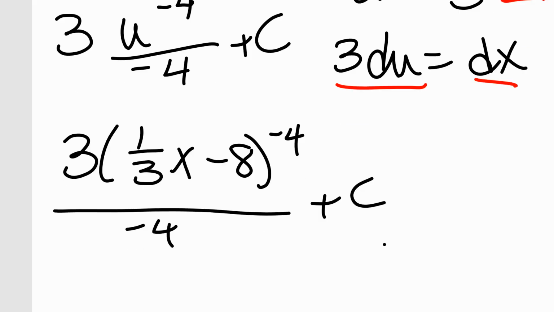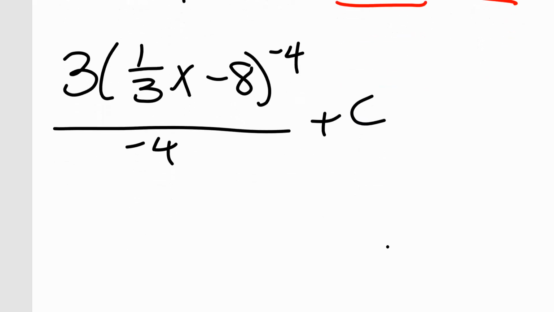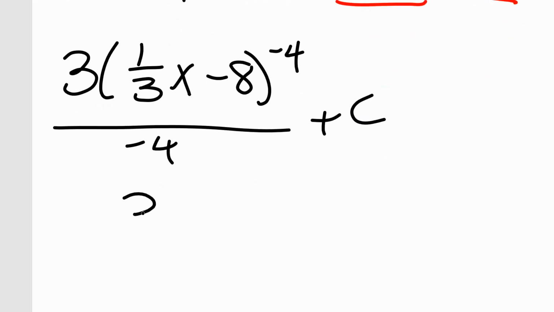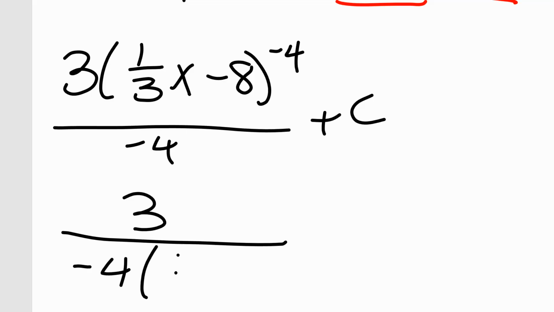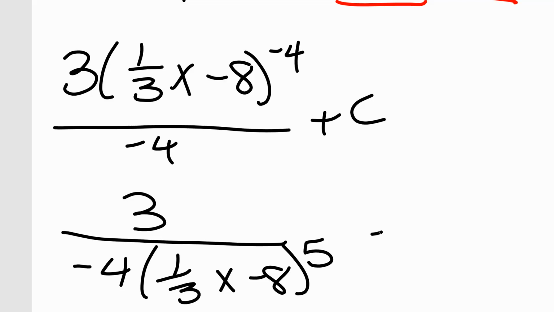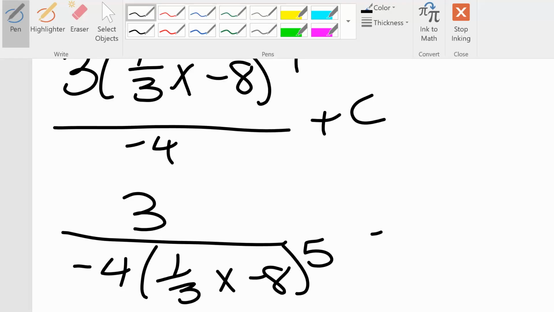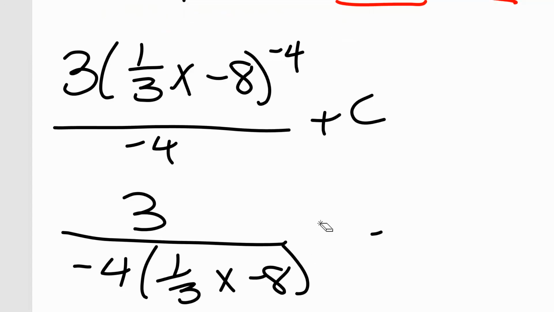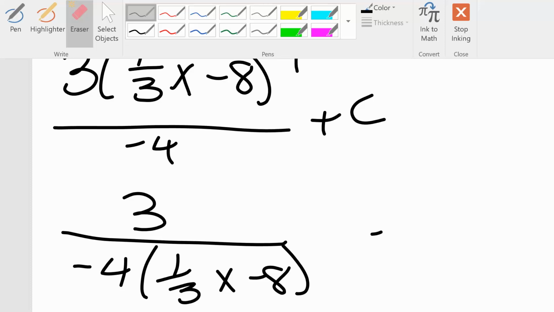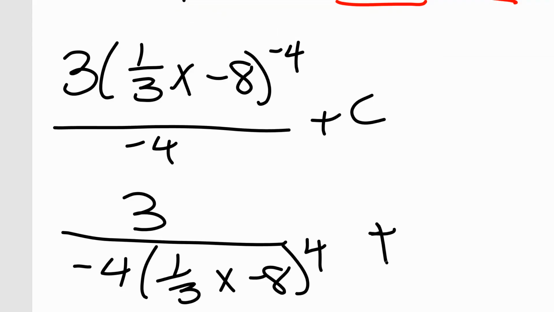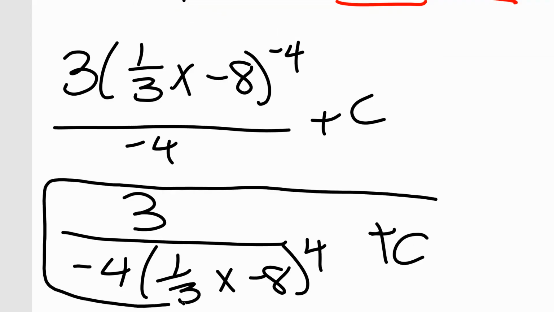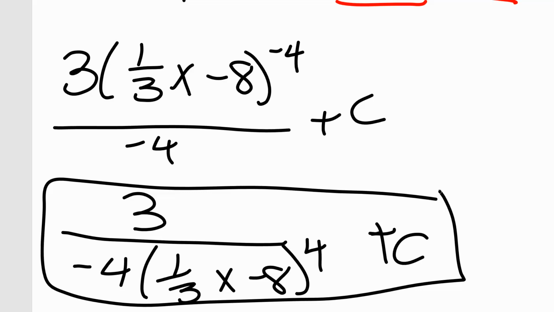But we need to clean that up. We don't leave negative exponents in our answer. So the 3 is going to stay up top. The negative 4 is going to stay in the bottom. Times (1/3 x minus 8), now to the positive 4th power. Sorry, I wrote the wrong thing there. So that should be to the positive 4th power, plus c. So this is the correct answer to that integral.